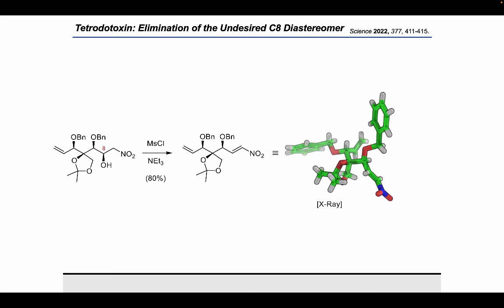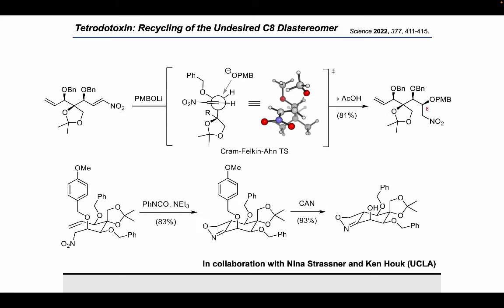Since our synthesis yielded ample quantities of the undesired C8 diastereomer, which decomposes when subjected to the cycloaddition conditions, we were looking for a method to recycle this building block, and we found that the alcohol could be efficiently eliminated using methanesulfonyl chloride and triethylamine. Since we have used the Felkin-Anh model for diastereoselective additions quite frequently in this synthesis, we realized that we could add lithiated para-anisyl alcohol to this nitroalkene with complete stereoselectivity to give the desired C8 configuration.